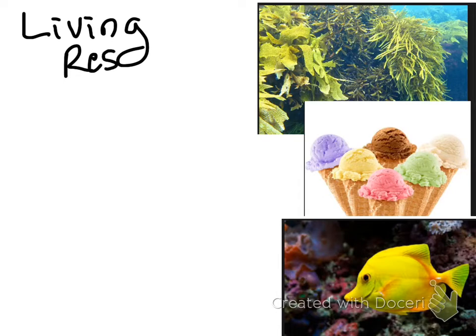Regarding ocean resources, there are two different types of ocean resources. We have living resources as our first type. These are things you get from the ocean that we use. Some of them we use in our everyday lives. For example, seaweed.